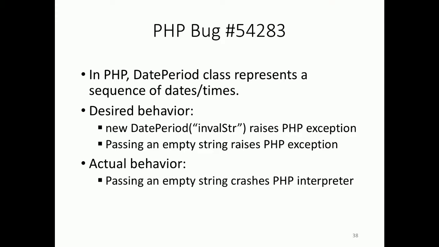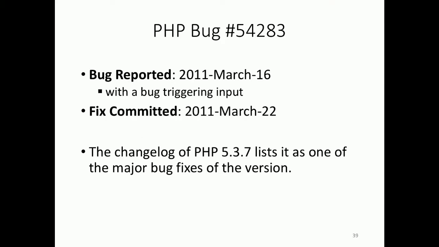So this is clearly a bug, and it's actually one of the major bugs that gets fixed in 5.3.7, and it goes to the changelog of that version. If we look at the bug tracking system for this particular error, it takes 6 to 7 days for developers to fix this error, starting from a bug report with a bug-triggering input. So we will try to apply an automatic patch generation system to fix this error.